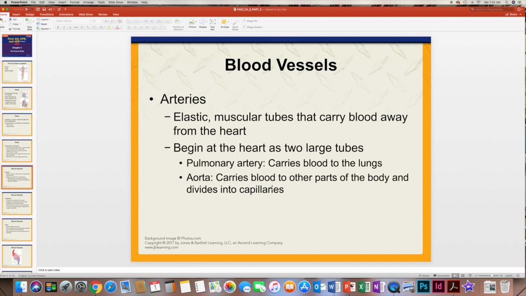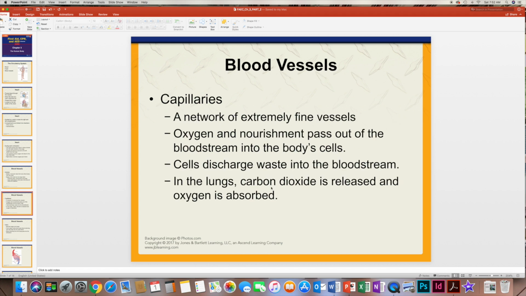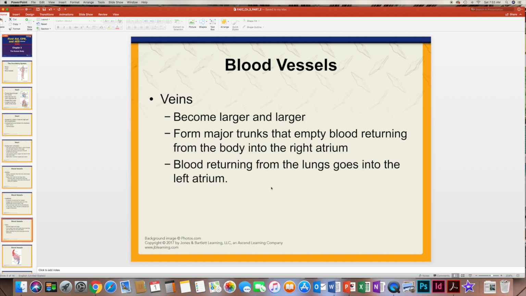Capillaries are where the exchange of oxygen and carbon dioxide occur. They are a network of very, very fine, very tiny vessels, much smaller than arteries and veins. As I said, this is where the exchange of carbon dioxide and oxygen occurs, and also where you can get rid of waste into the bloodstream.